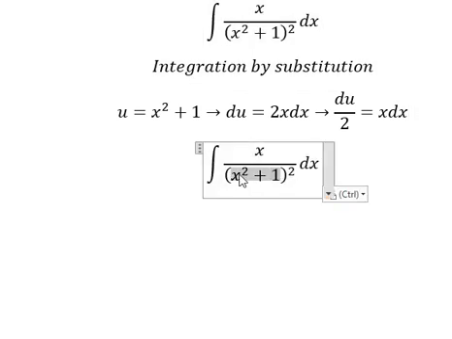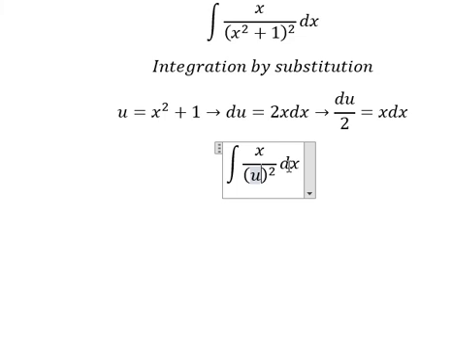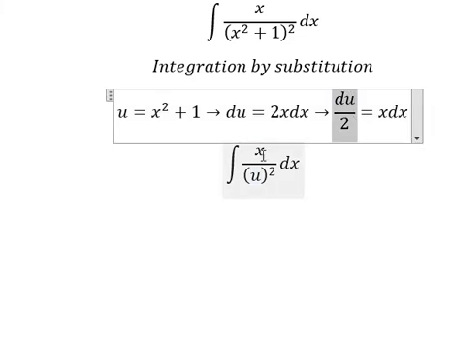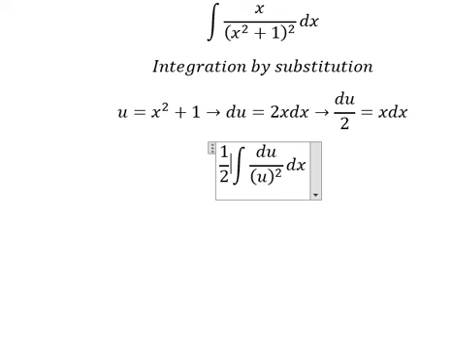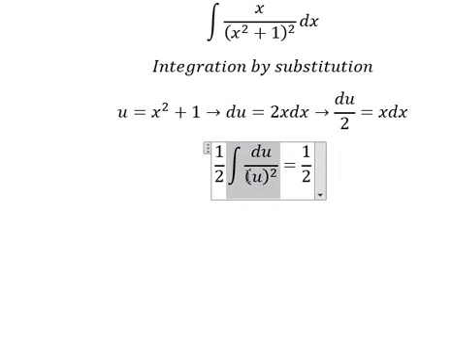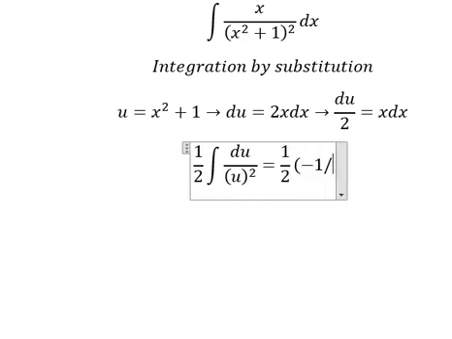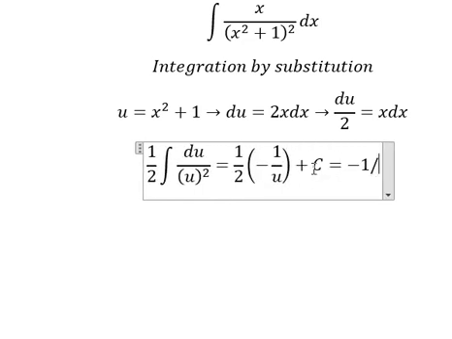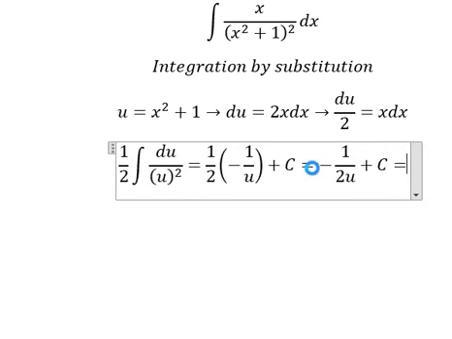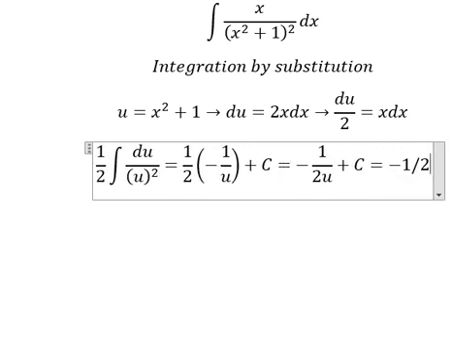This one we change by u. Ask, we change by this one. The integration of this one, we have negative 1 over u, and I will put c, and we can write like this. About u, that is s squared plus 1.